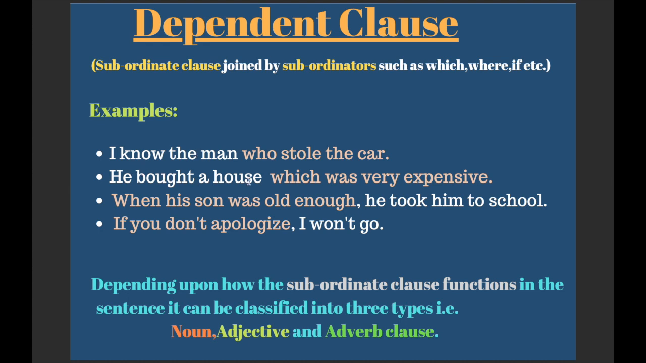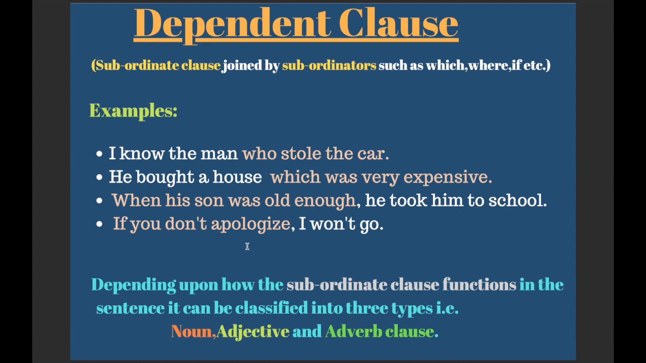He bought a house which was very expensive. He bought a house makes complete sense. But if we read separately, which was very expensive doesn't give a clear meaning. So to understand it, we have to read it along with the first part. He bought a house which was very expensive. Then only it makes complete sense. So for their meaning, the subordinate clauses depend on the main clause. When his son was old enough, he took him to school.